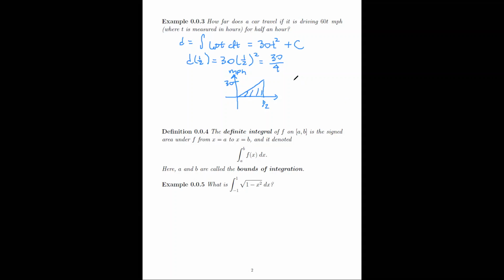Under the curve, again, our area of a triangle is 1/2 base times height, which is 30 over 4. Now, this is not a coincidence. This always happens. So there is a relationship between integrals and area under the curve. This should not be super surprising.